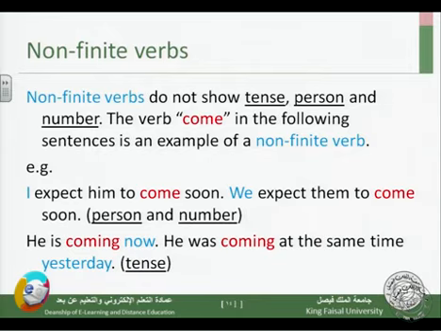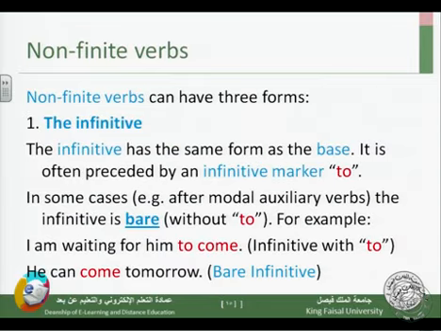But look at is, the verb to be. As we said, in these cases it is a finite verb. So is and was are finite verbs. Coming in both sentences is non-finite. Okay, so let's look at the forms of non-finite verbs. We looked at the forms of finite verbs. Non-finite verbs also have 3 forms. The first one is the infinitive. So the infinitive has the same form as the base.